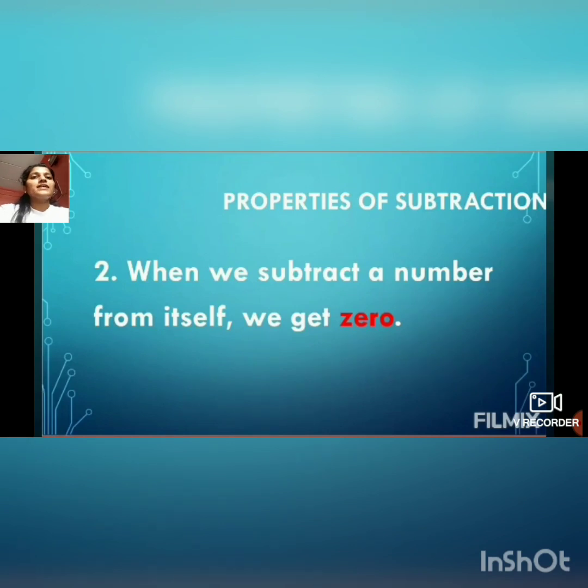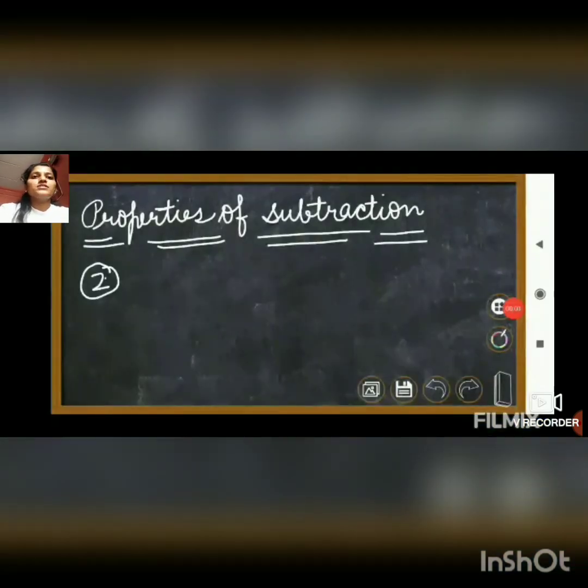Now the second property: when we subtract a number from itself, we get 0 as the answer. Now we are going to see the examples. As we all know, this is the second property of subtraction. Now we are going to see different examples for this.